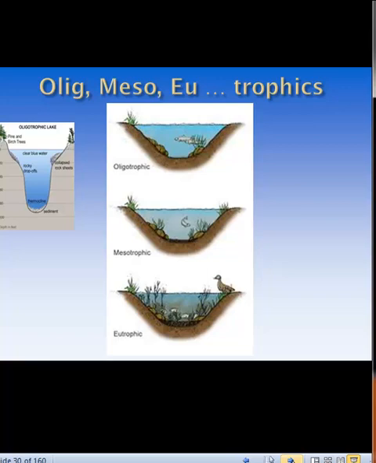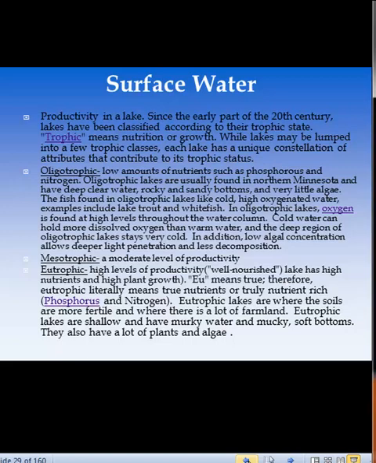So lakes are classified by their level of primary productivity, which is what we are looking at right here. So we have our oligotrophic, mesotrophic, and eutrophic lakes. Let's just review what these are real quick, and you can pause here in another time. Oligotrophic means low amounts of nutrients. These are usually found in northern ranges with rocky and sandy bottoms. They have very little algae. Fish found in oligotrophic lakes like cold, highly oxygenated waters, and oxygen is at high levels throughout the water column. Cold water can hold more dissolved oxygen, by the way.